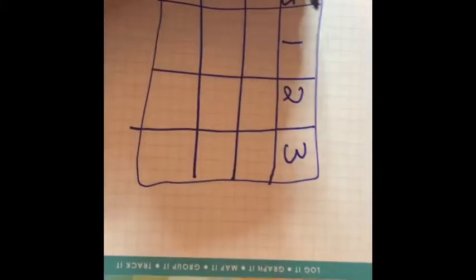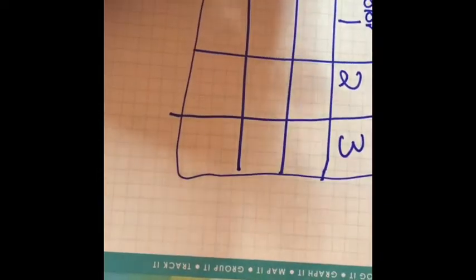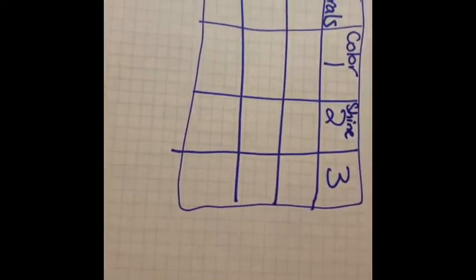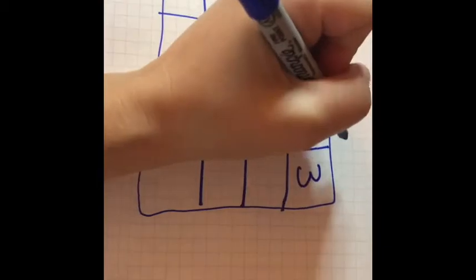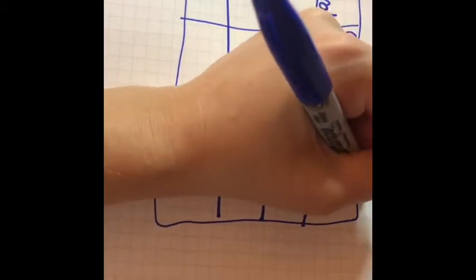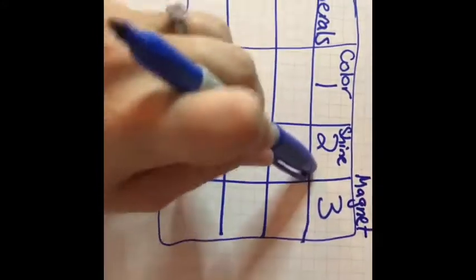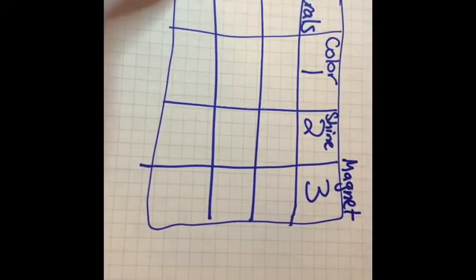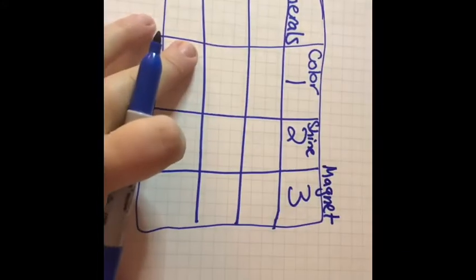Property 1 is going to be color. Let's write color. Property 2 is going to be shine. In property 3, I didn't leave myself enough room, so I'm going to write magnet. Does it attach to a magnet? So we have color, shine, magnet, the 3 minerals we are going to choose, and we are going to fill in our observations into this sheet. So make sure your lab notebook looks just like mine.